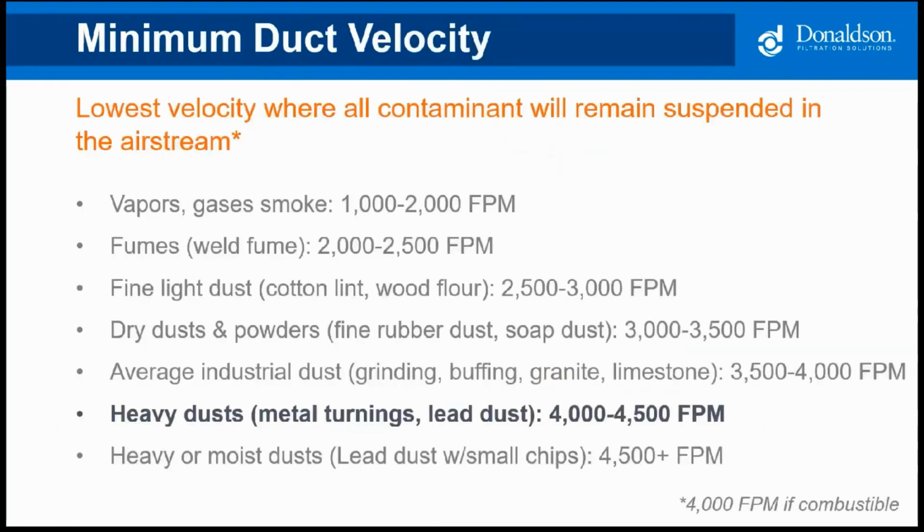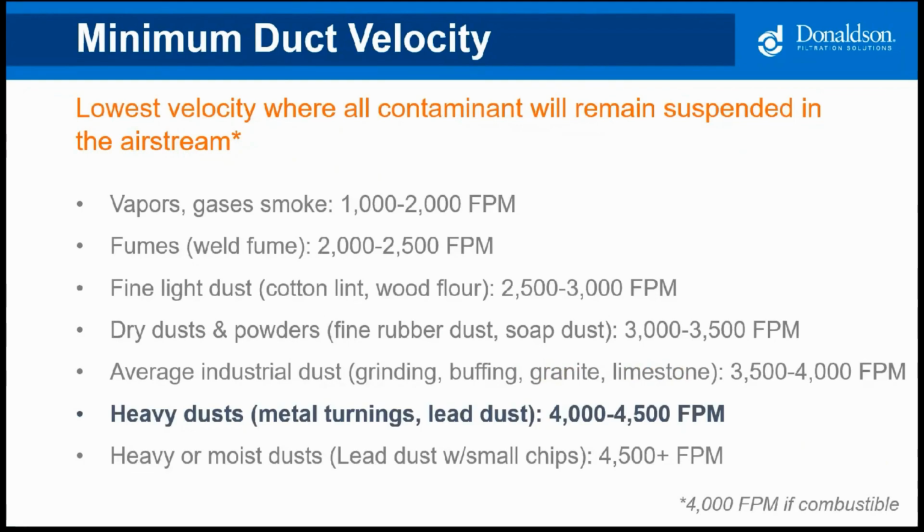The minimum duct velocity is a critical design factor. The lowest velocity where all contaminant will remain suspended in the airstream is what we refer to as duct velocity. If you go below this velocity, dust could settle out within the ducts and cause other safety issues. Ductwork, no matter the size, must be full of air at the design conveying velocity to avoid any settling out. Here you can see a list of different types of dust and their recommended transport velocities on the slide.